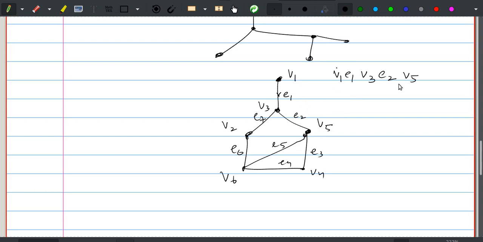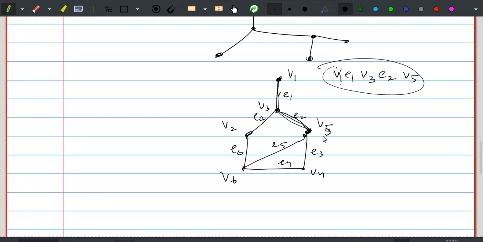One can observe here this path starts at vertex v1 and ends at vertex v5. The vertices involved and the edges involved in this path are distinct, so no two vertices are the same, neither are the edges. The number of edges appearing in this path is called the length of the path. So here we have 2 edges, so the length of this path is 2. So this is a path of length 2 between v1 and v5.